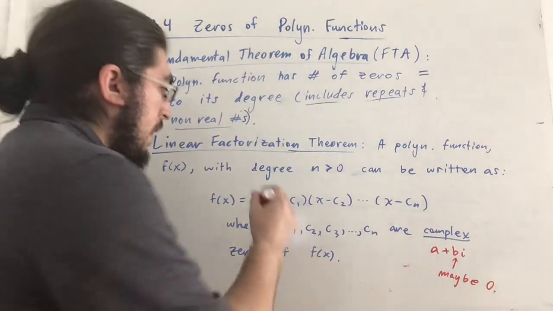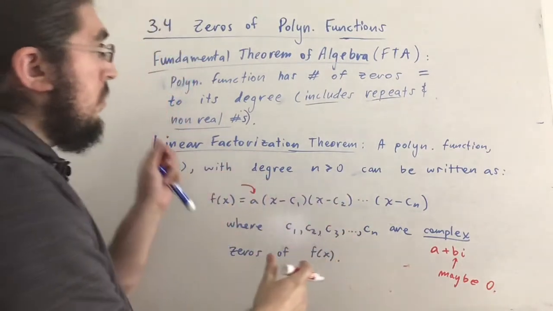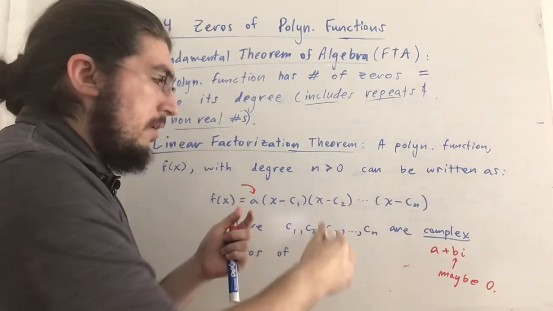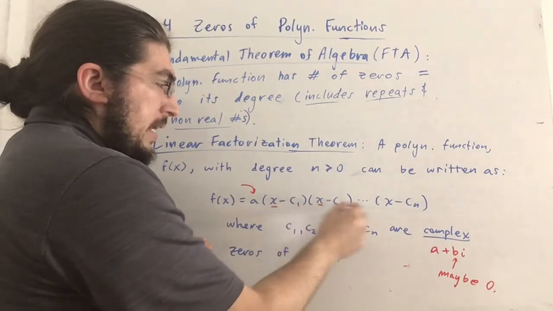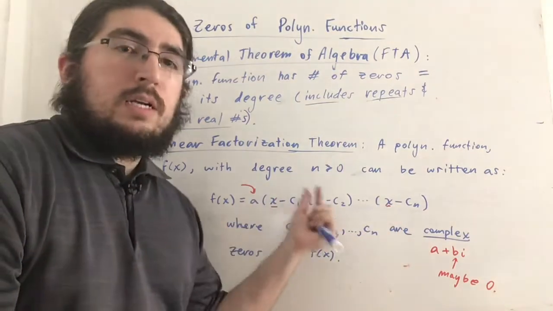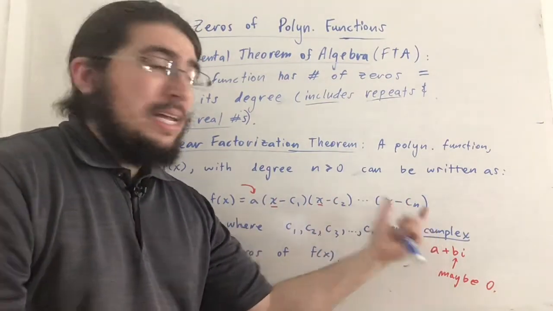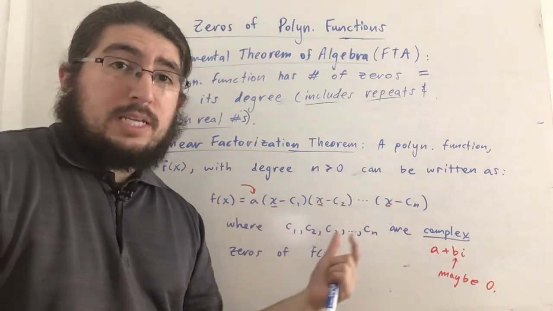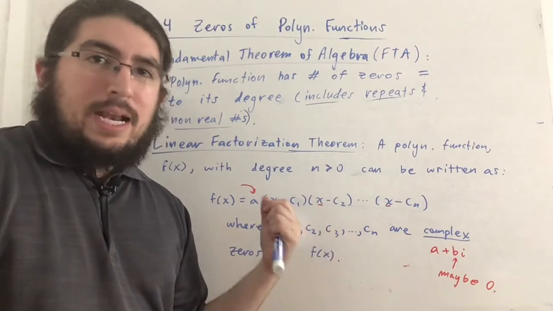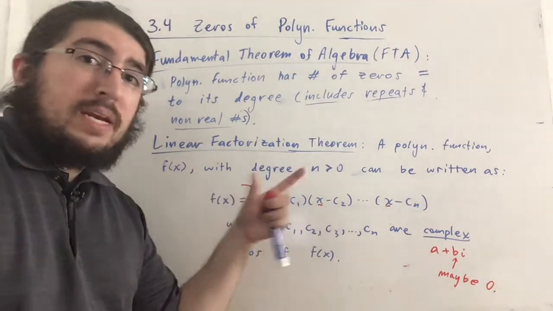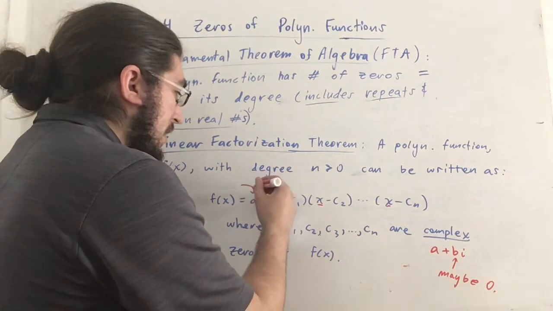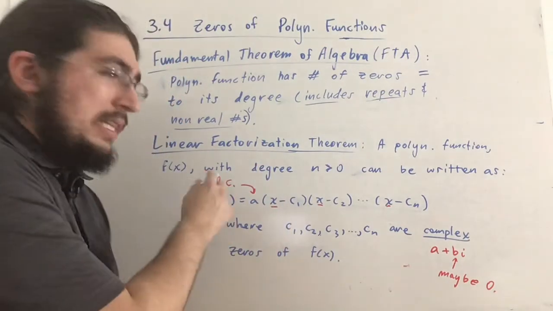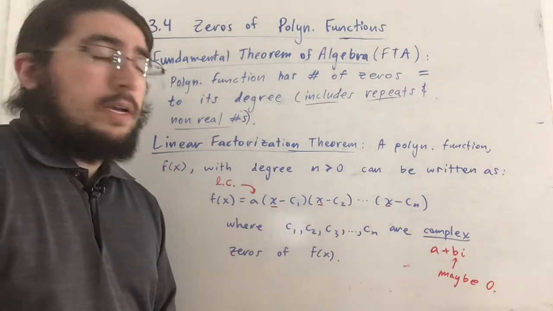What else? Oh, a. If you try to FOIL this out, you'll get how many x's? Well, since this is counted c1, c2, c3, all the way to cn, there are n factors, meaning there are n x's. So if you FOIL this out, you'll get x to the n, which will be the degree. And then distributing a, you'll get a x to the n, meaning this a is our leading coefficient. So I'll abbreviate leading coefficient as LC from here on.